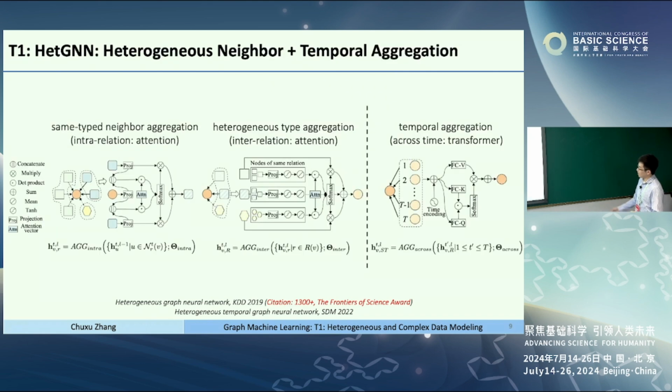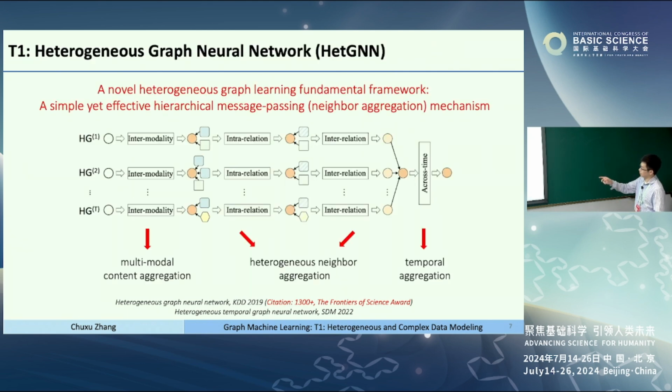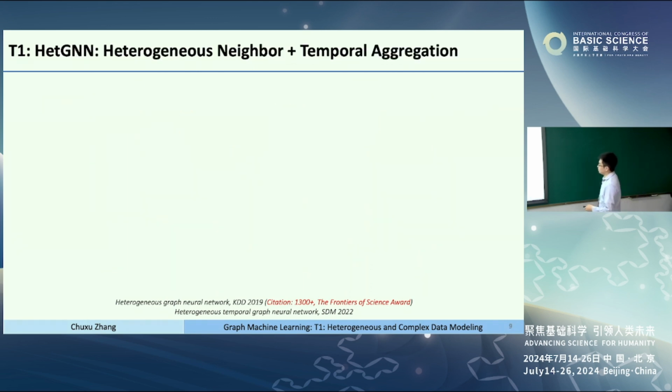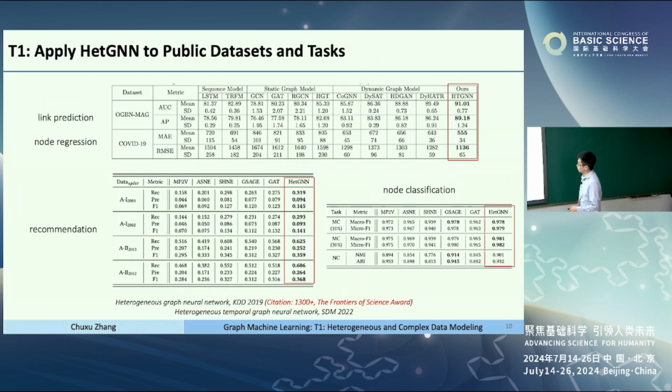By combining the three together, we build a hierarchical message passing mechanism to handle these complex heterogeneous graph structures. Here are some sample results of our models. This is a quite old result, already outperformed by many following works, but back in 2019 it performed best on different tasks like link prediction, node regression, recommendation, and node classification. This is about the public datasets and tasks.